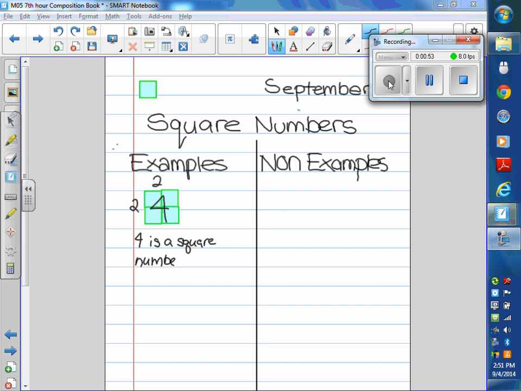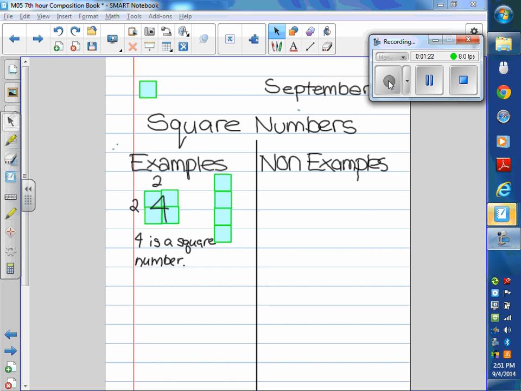So I have an important question to ask you. Could I make a rectangle out of 4 tiles? Yeah, you can. I could take 4 tiles and make a rectangle. But to be a square number, it doesn't matter if you can make a rectangle. It just matters that you can make a square.